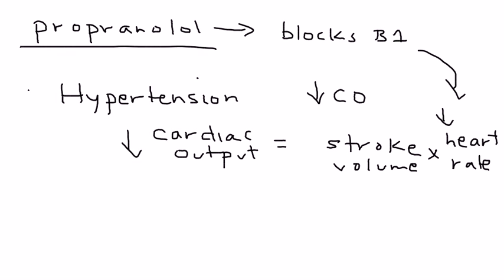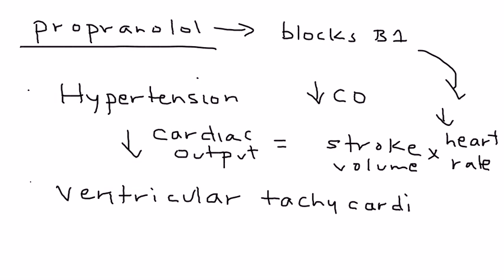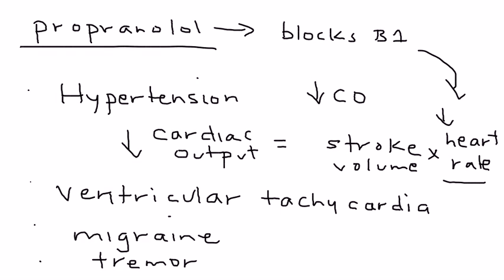Another use for propranolol is any type of arrhythmia, in particular tachycardia. It works really well with ventricular tachycardia, very simply because it decreases the heart rate, and tachycardia by definition is increased heart rate. There's many others such as migraine and tremor, things that you can use propranolol for, but by far hypertension is the most common reason.